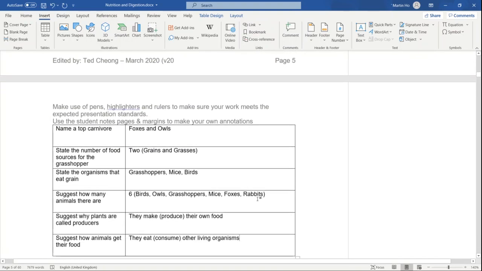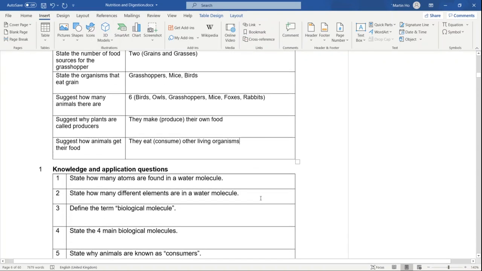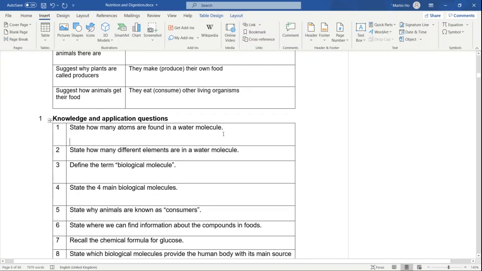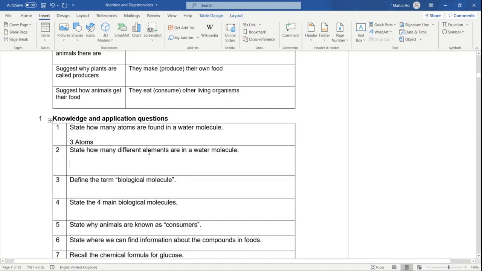All right, so that brings us to the end of this lesson. We're going to finish off with our last knowledge check. How many atoms are found in a water molecule? We can refer back to the table above. There are 3 atoms. We know it's H2O, 2 H's, and 1 O. There are 2 different elements in a water molecule, H and O.